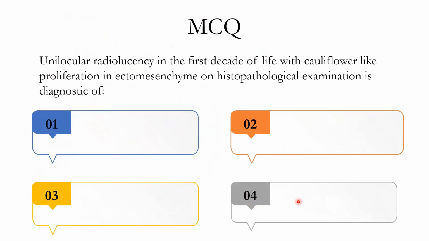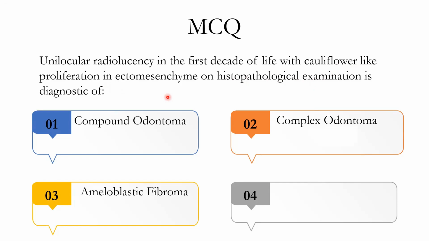If a patient comes to you and on radiographic examination you see a unilocular radiolucency, and the patient is still within the first decade of life. And when you do the histopathological examination, you see a cauliflower-like proliferation in the ectomesenchyme. So that could be diagnostic of which one of these tumors? Is it compound odontoma, complex odontoma, ameloblastic fibroma, or cementoblastoma?